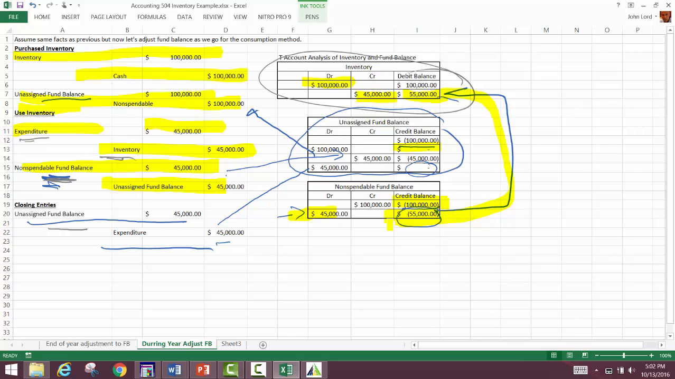So now I just got to do my closing entries, don't I? When I do my closing entry, I credit expenditure to close it, so now my expenditures are 0. I debit the unassigned fund balance. And when I do, the unassigned fund balance, which for a second had come back up to 45,000, when I debit it to close the expenditure, it's back to 0, isn't it? So my balance sheet is once again showing me inventory of 55,000 and non-spendable fund balance of 55,000, which is the same thing it showed under the, what's that other method? Under the purchase method, isn't it?